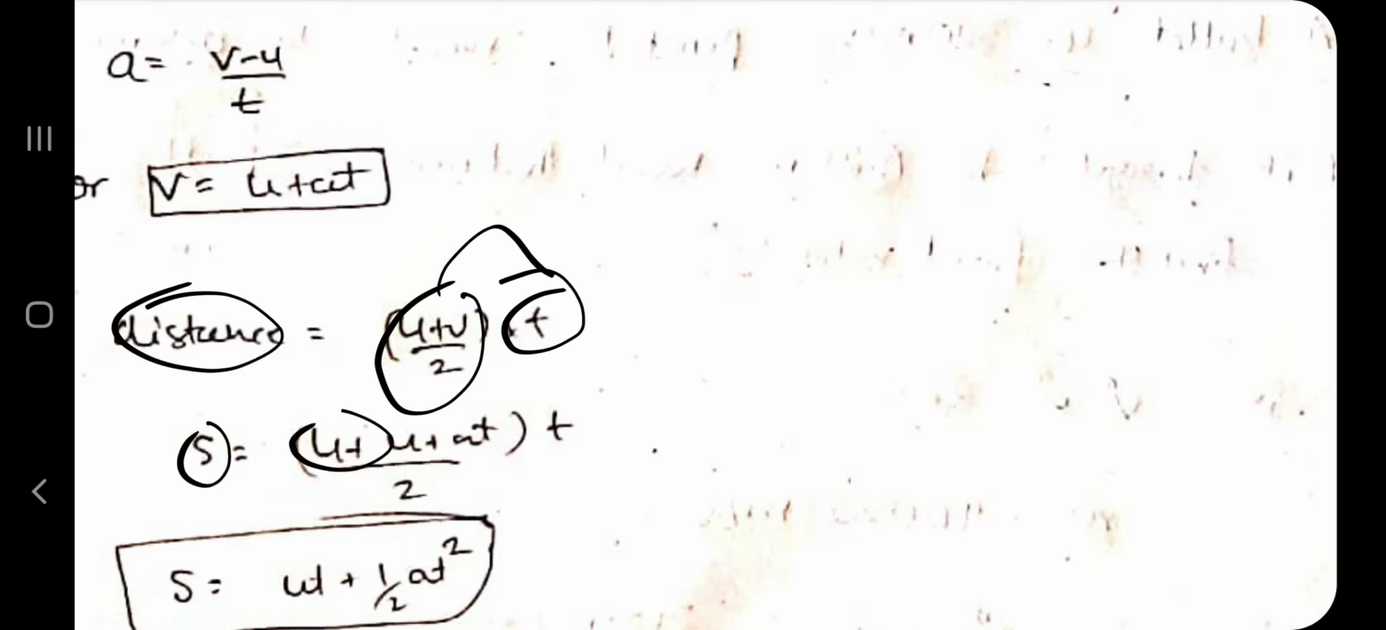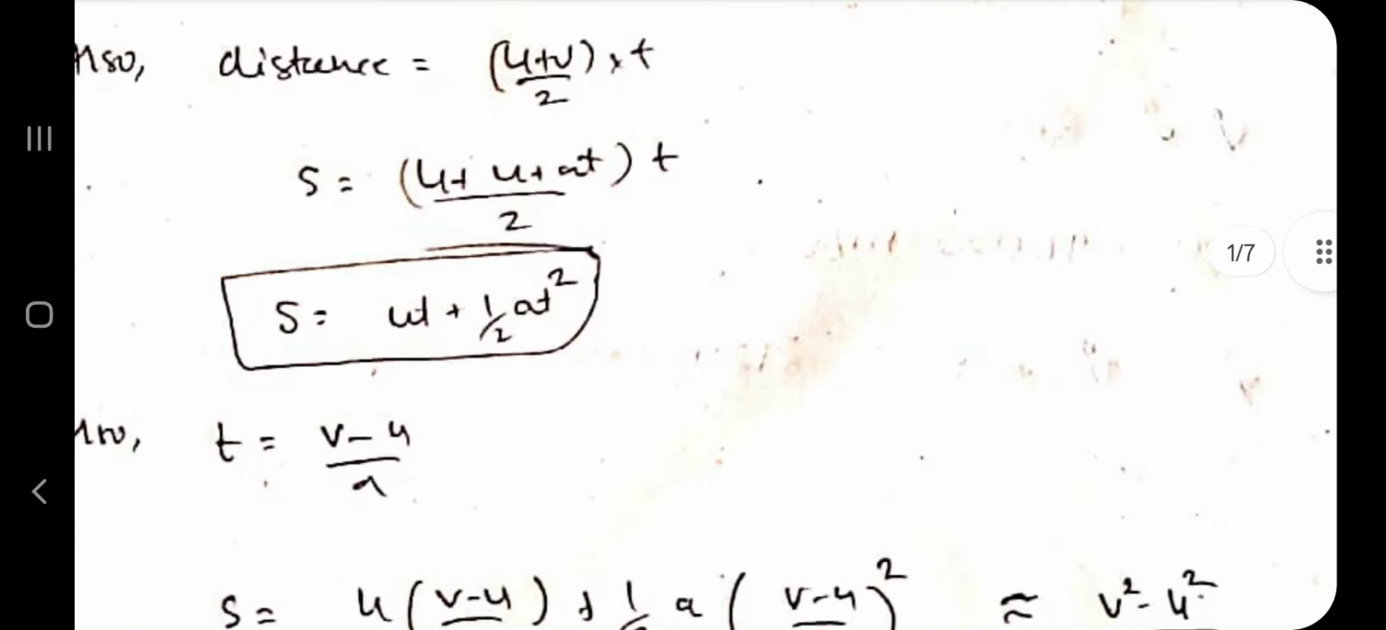So s equals (u plus v) by 2 into t. I got this by substituting the value of v as u plus at, and you will get this equation. Simplifying, we get s equals ut plus half at squared.